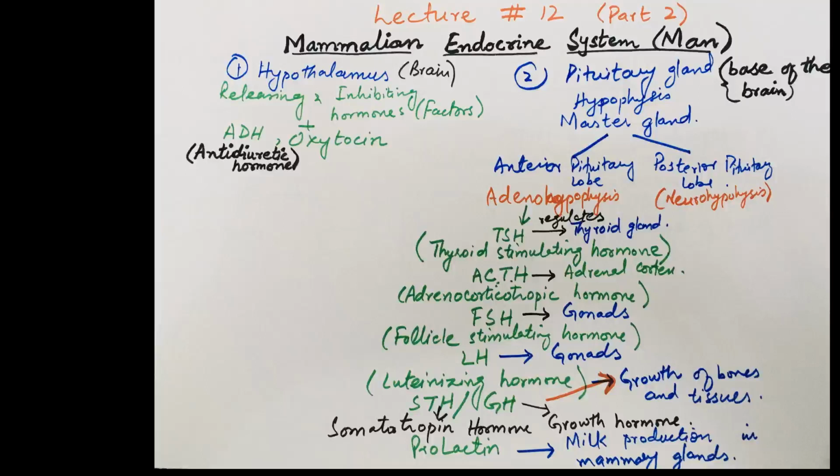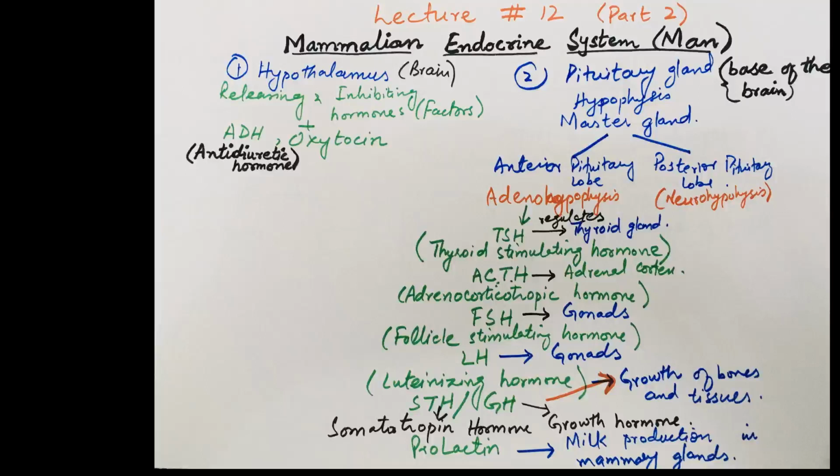The last one is prolactin. Prolactin is responsible for milk production in the mammary glands of the female. As we are studying the mammalian endocrine system, right? So prolactin is responsible for milk production in mammary glands.